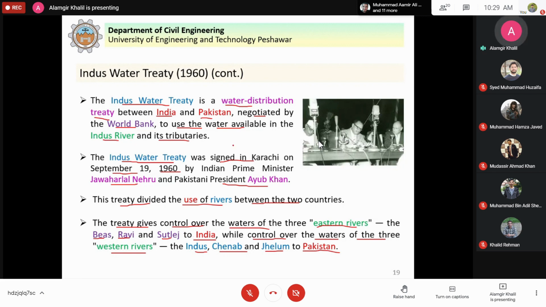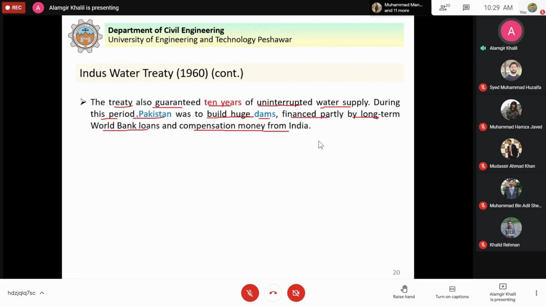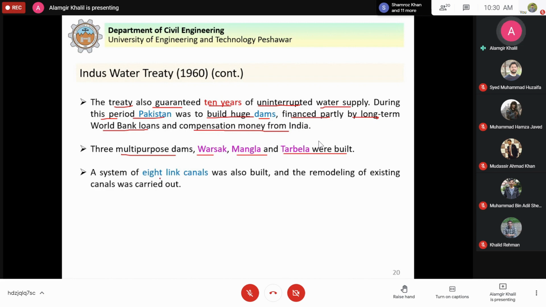So in that context, Pakistan was to build huge dams so that if any water crisis arises, we are able to store the water and use that water to meet the water demands. So three multi-purpose dams, Warsak Dam, Mangla Dam and Tarbela Dam were built. A system of 8 link canals was also built.